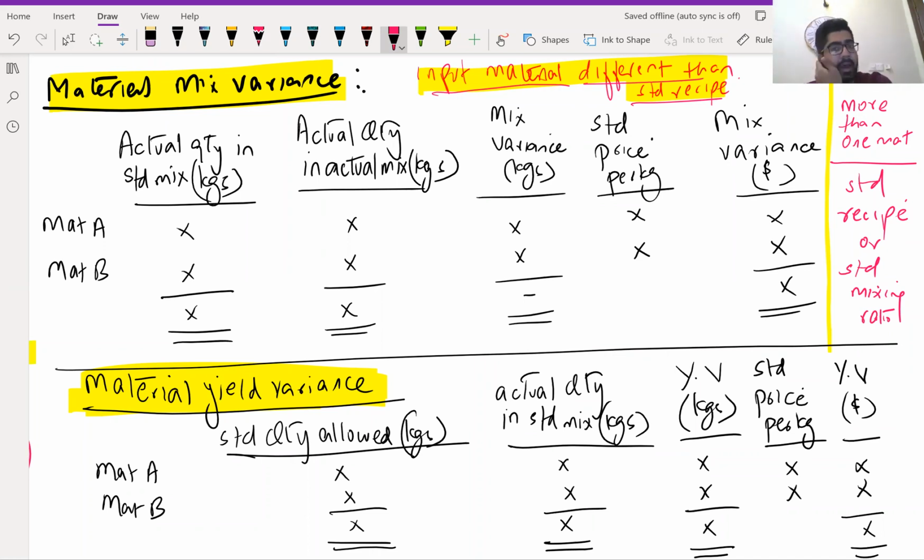Okay. Now, how do we calculate it? There is a format. Whatever materials you are using, you need to make the rows of those materials. Let's suppose you are using two materials, two rows, material A, material B. If there are three materials, 3 rows, material A, B, C. If there are 4 materials, 4 rows, material A, B, C, D.